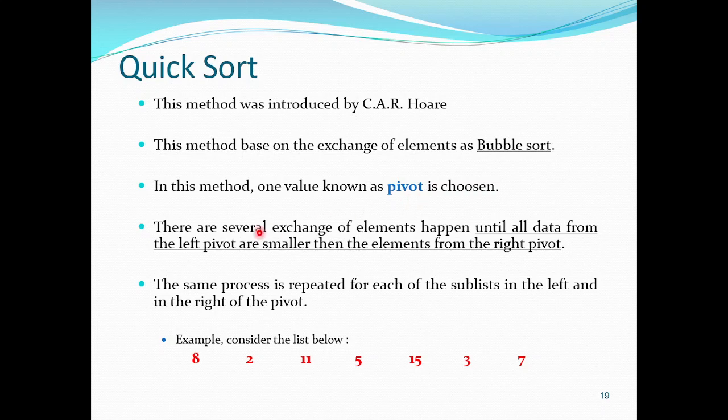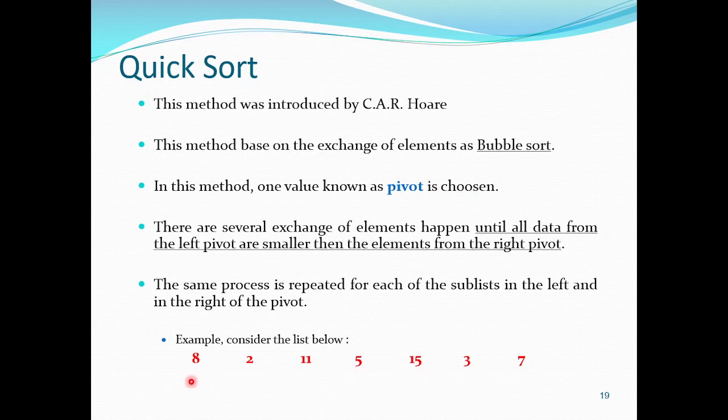Okay. So there are several exchanges of elements that happen until all data from the left of the pivot are smaller than the elements from the right of the pivot. So the exchange between data would be between smaller lists. The same process is repeated for each of the sublists on the left and on the right of the pivot. So consider the list below: 8, 2, 11, 5, 15, 3 and 7.